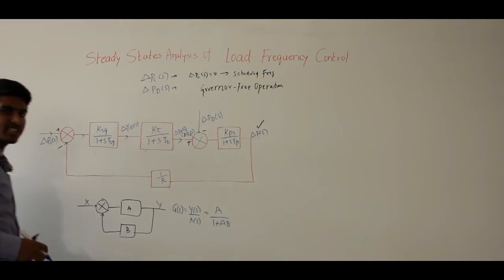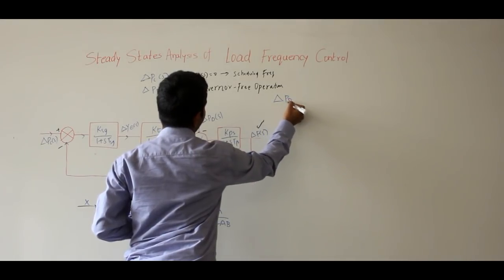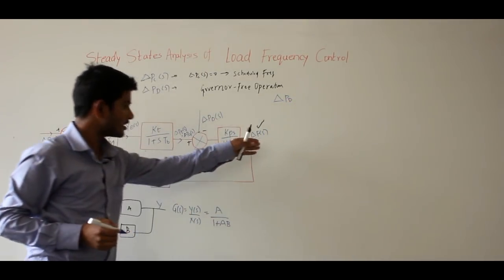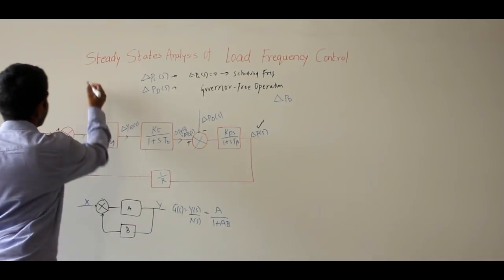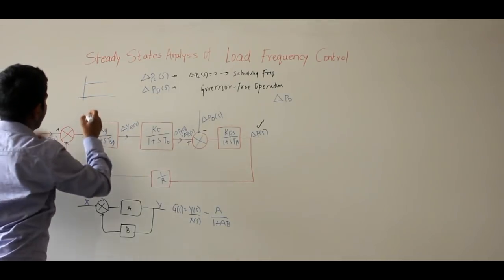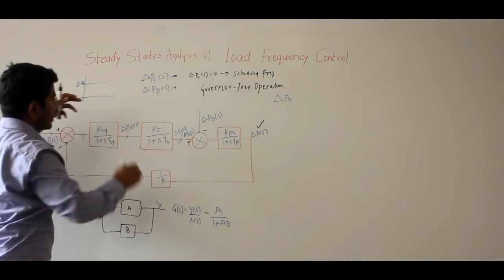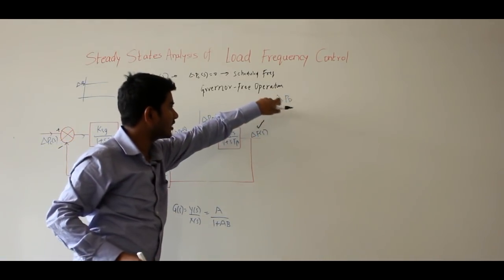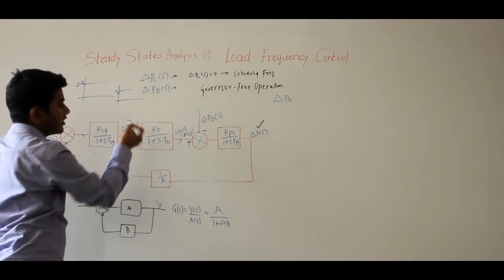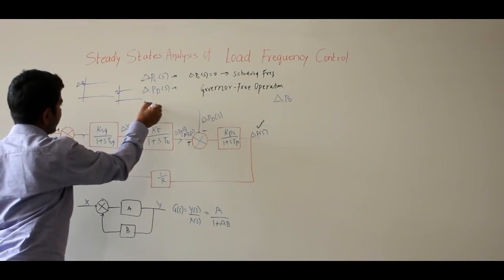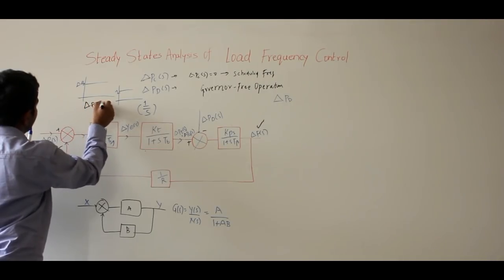Here also, for a sudden change in the load demand by an amount delta PD, we shall see the change in the system frequency, that is delta F. The sudden change here implies a step signal, and this value will be delta PD, as we are considering the sudden change in load demand by an amount delta PD. Now when I consider a unit step signal, the Laplace of this input signal will be 1 upon s, and for this the Laplace will be delta PD of s upon s.